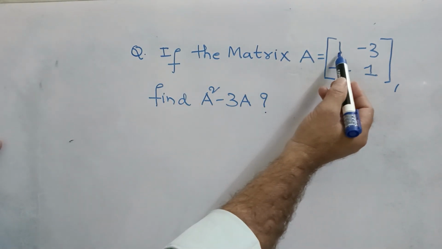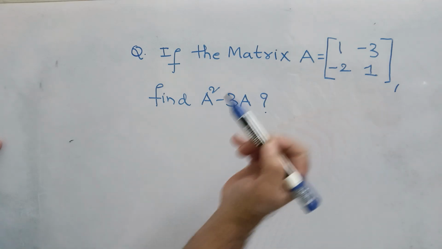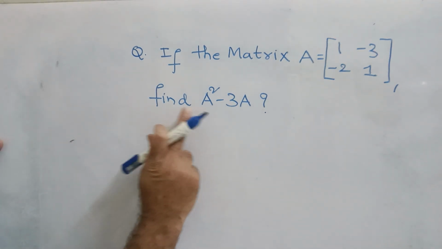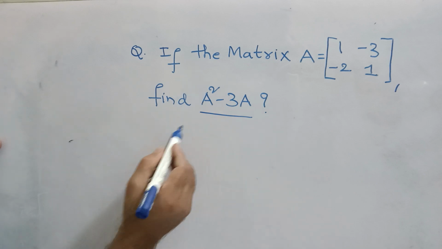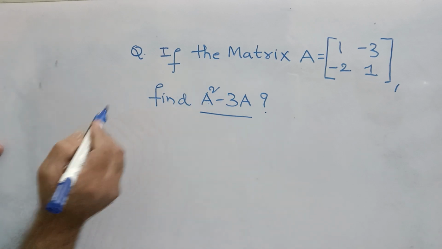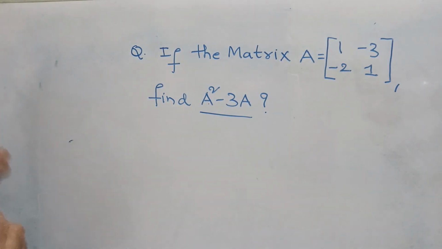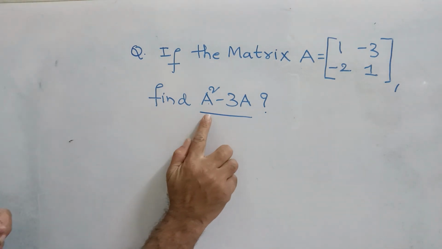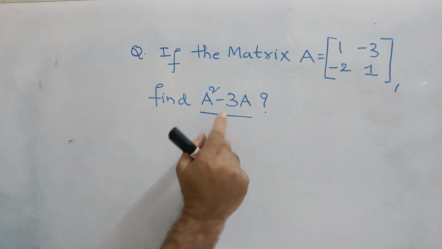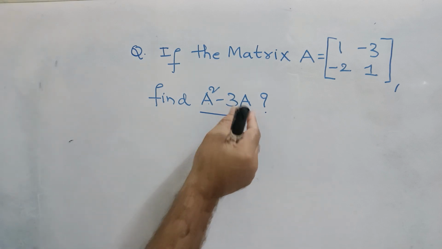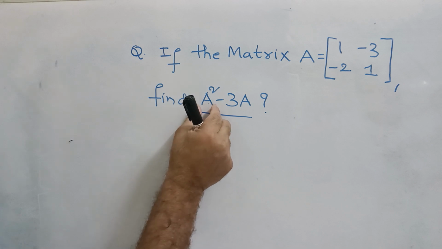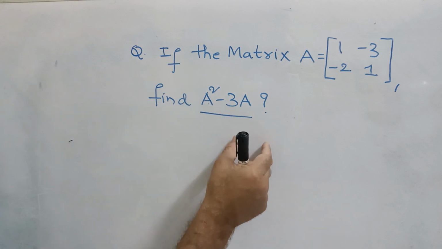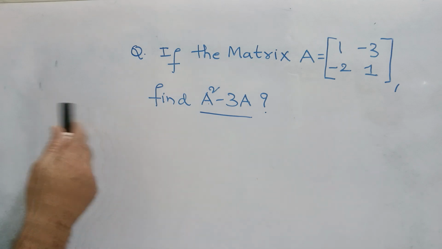A is equal to 1, minus 3, minus 2, 1. Then you are asking to find out A square minus 3A. What is the value of A square minus 3A? How to solve this? It's very simple. First of all, we have to find out the value of A square, and then the value of 3A, and subtract the value of 3A from A square, then that gives the result.